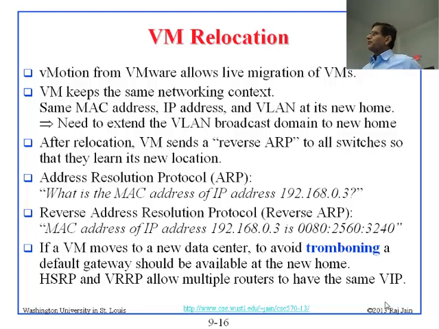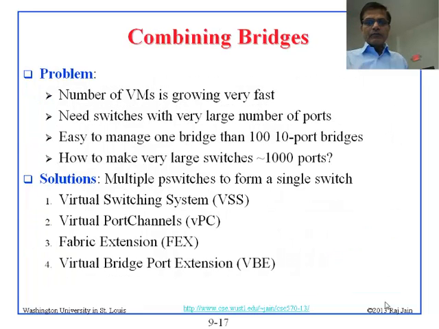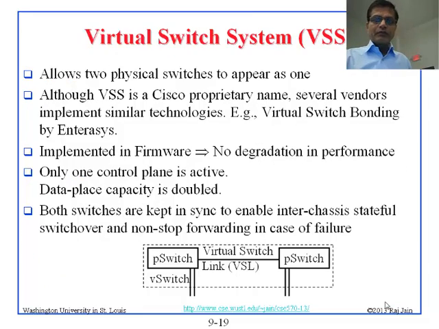Alright, reverse ARP. If a VM moves to a new data center to avoid tromboning. What is tromboning? I skipped it because it was in a different part, and I don't think I discussed it here, so I'm going to explain that in a minute. To avoid tromboning, a default gateway should be available at the new home. Tromboning. So let me see where I can explain it.